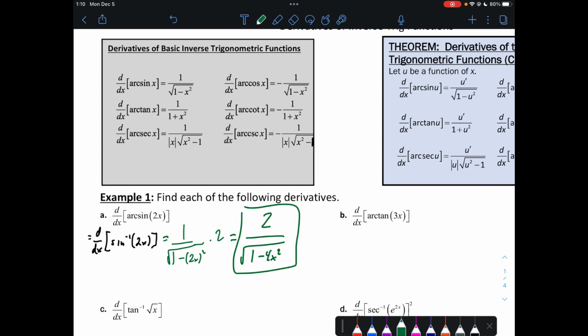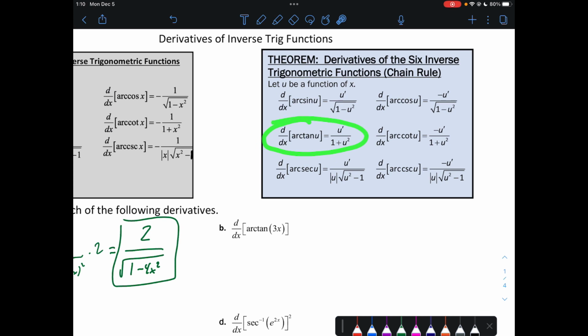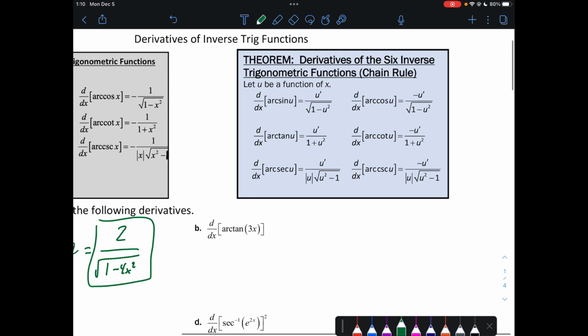Question B, tangent inverse of 3x, the derivative of that. So we're going to use this rule right here. That's going to be 1 over 1 plus 3x squared times 3, or 3 over 1 plus 9x squared.